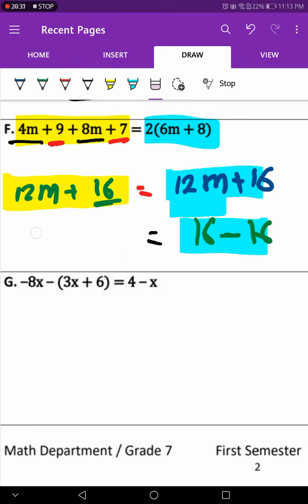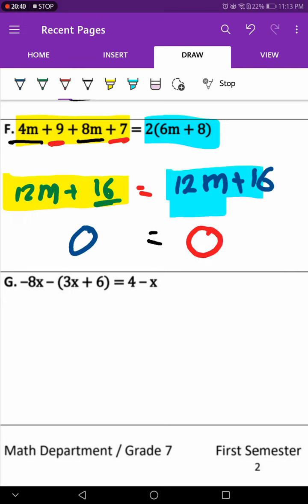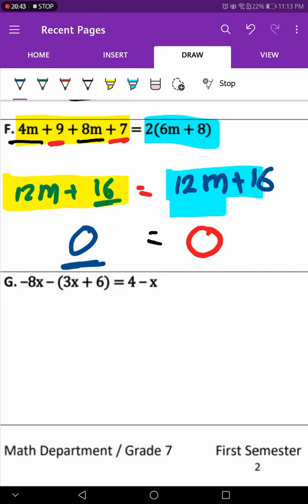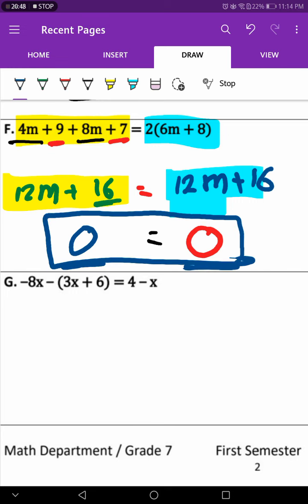And 16 minus 16, or negative 16, is 0 also. Now I get 0 here on the left side, and I get 0 here. This is a correct statement, but this equation is called an identity.